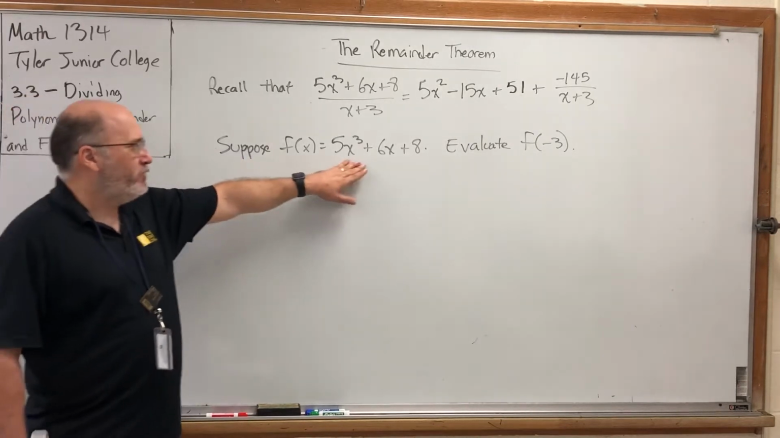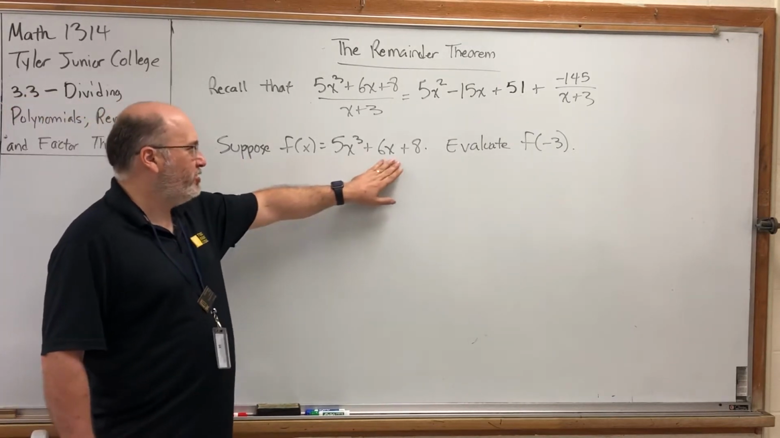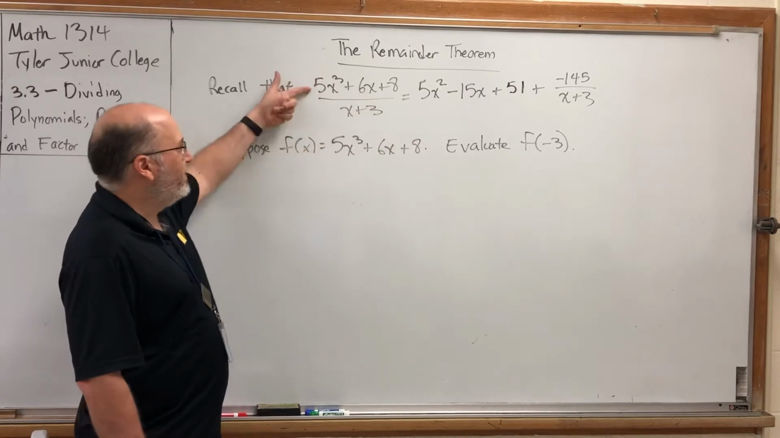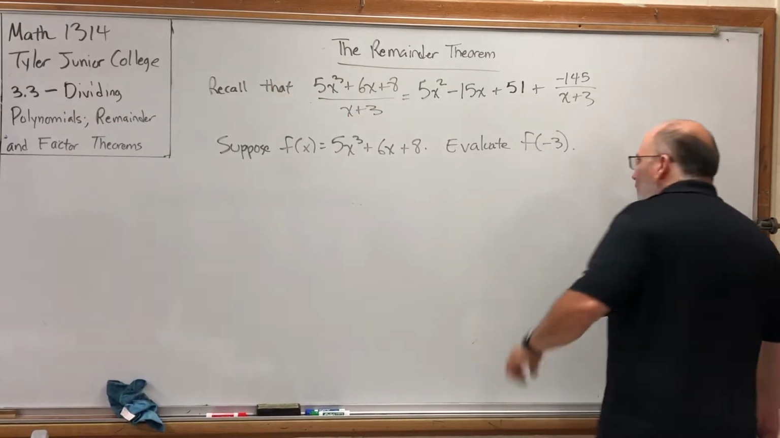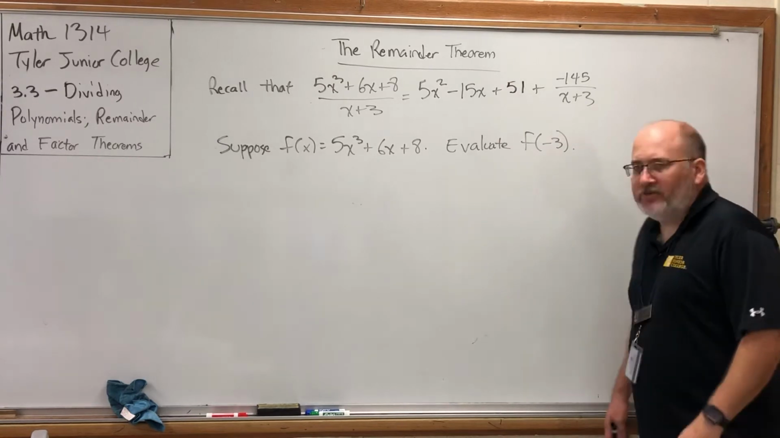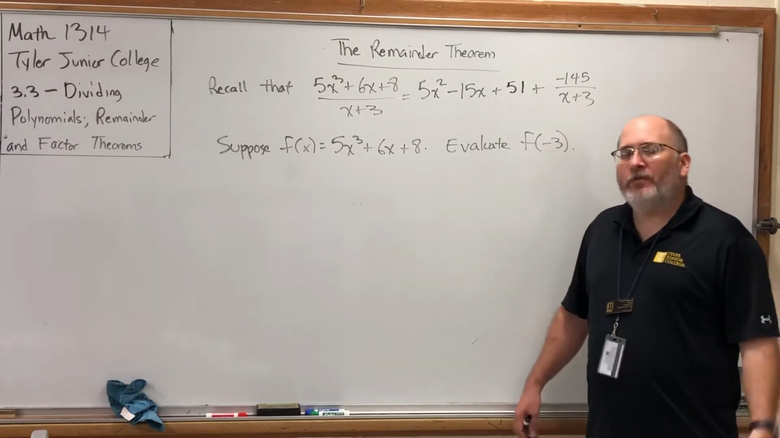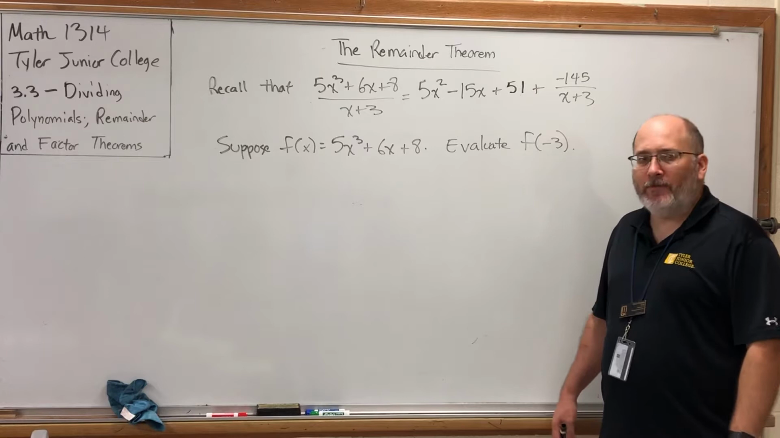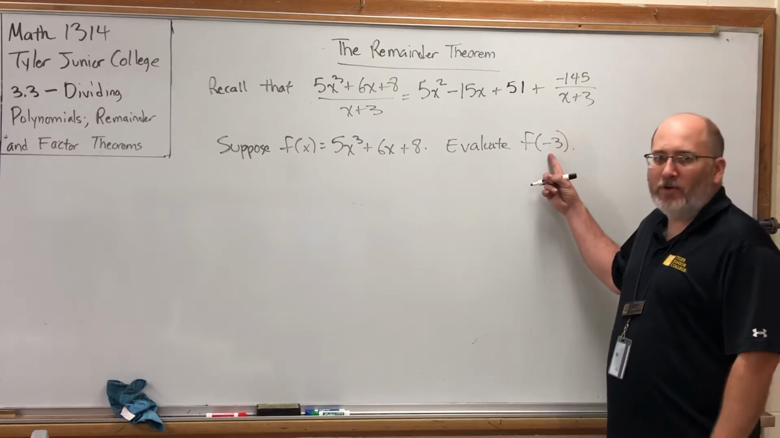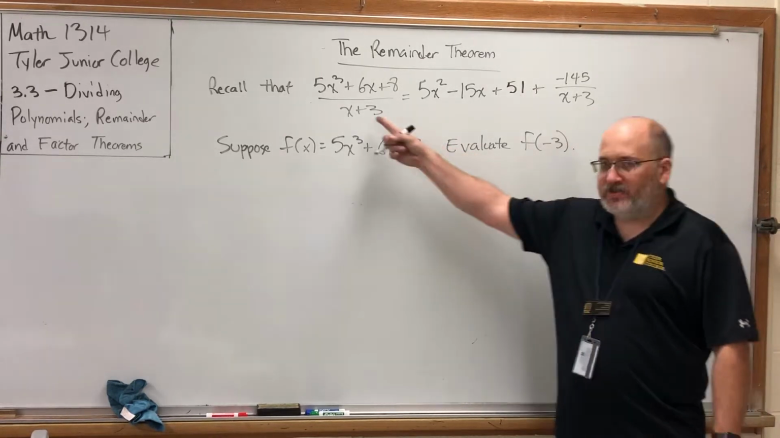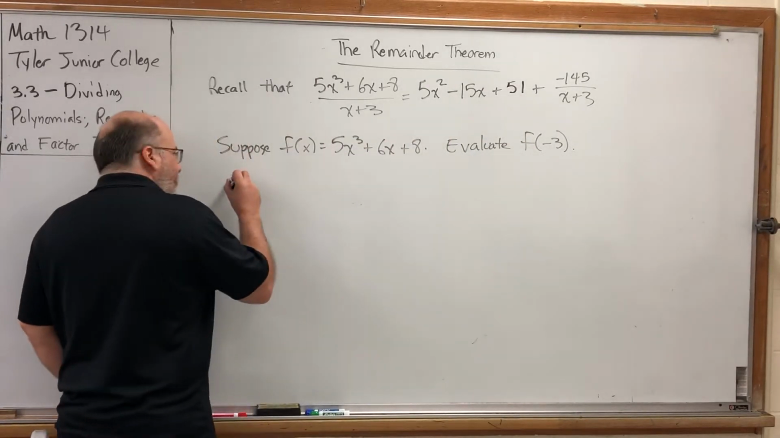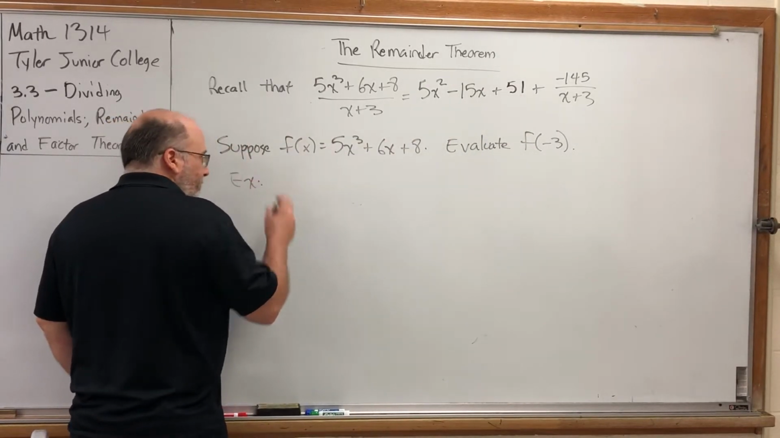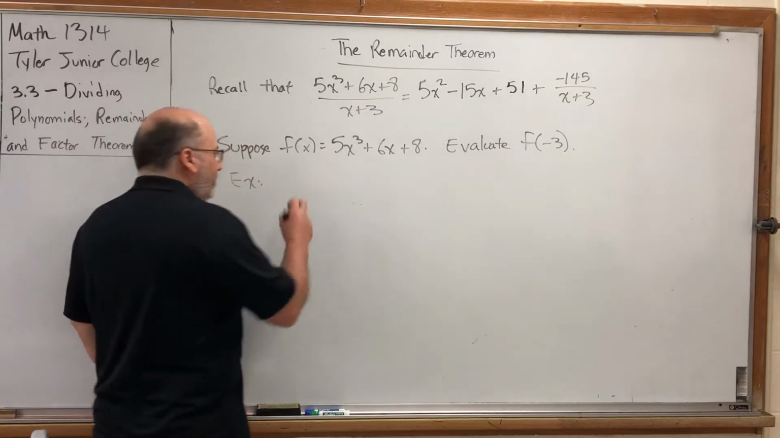Suppose f of x equals 5x to the third power plus 6x plus 8, which was the dividend in this problem. Let's evaluate f of negative 3. Now, what did negative 3 have to do with this problem? If you recall the synthetic division problem from before, this was the box number because it was the opposite of the number in the divisor. So let's evaluate this and see what we get. Hint, it's a number that we've already seen.